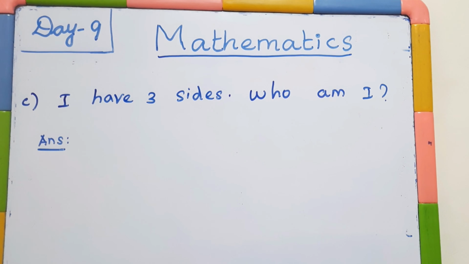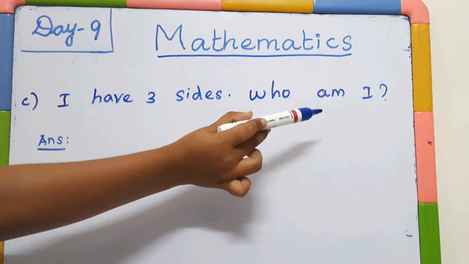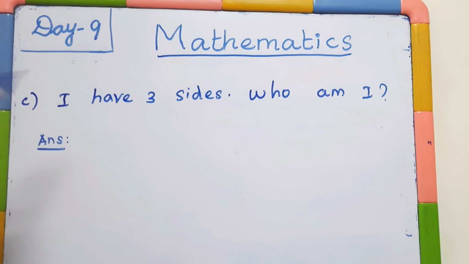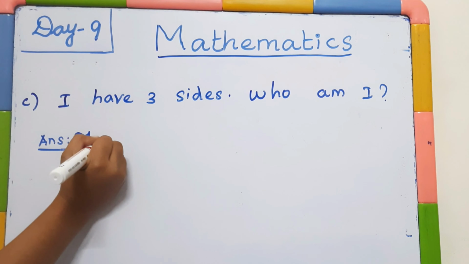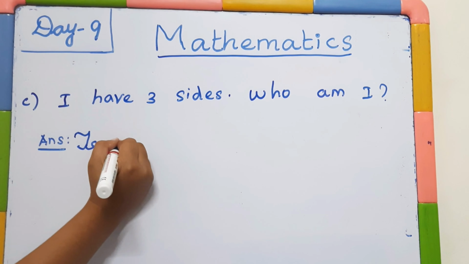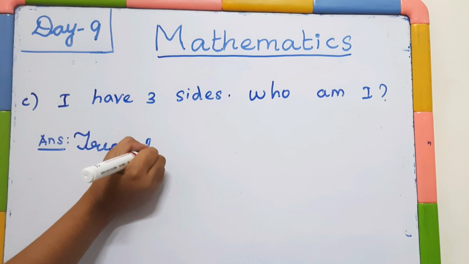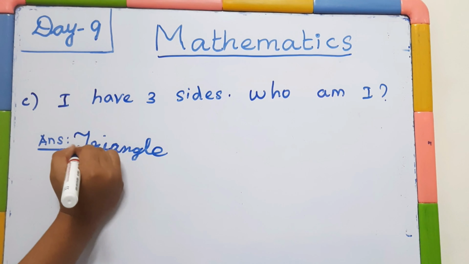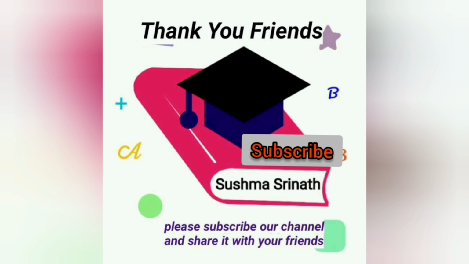See, the last question is, I have three sides. Who am I? Think carefully. I have three sides. Which shape has three sides? Who am I? Triangle. Very good. Write the answer triangle now. T-R-I-A-N-G-L-E. Triangle. Very good.